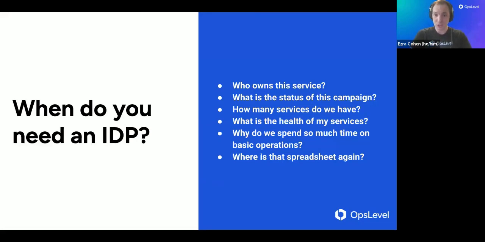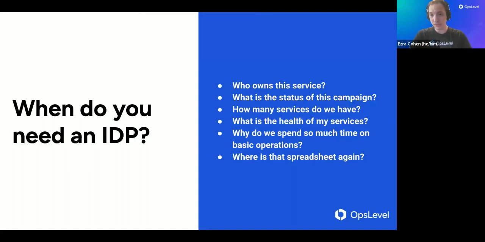How many services do we even have? One of our customers, Hootsuite, loves to tell a story. Before they bought OpsLevel, they asked their leadership, how many services do you have? And they said somewhere around 300. It turns out the real number was 750 something, right? So this is a question that seems simple. Many of our customers struggle to answer this question before they start to leverage OpsLevel.